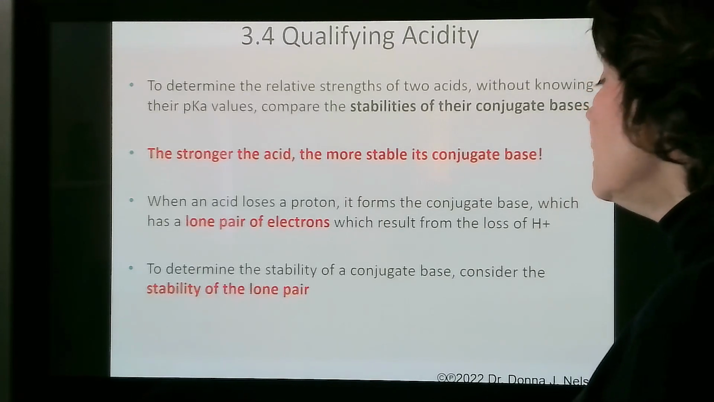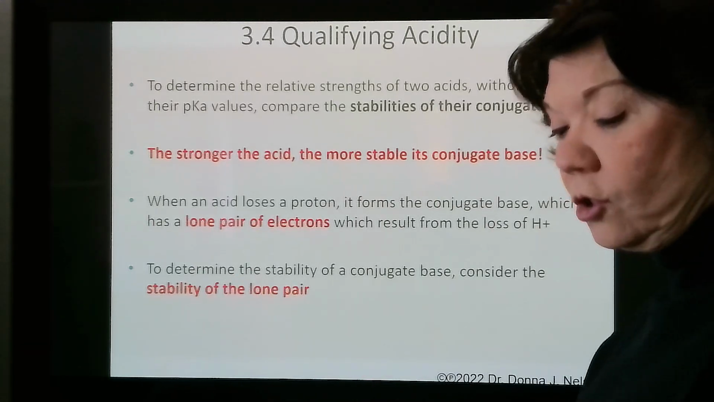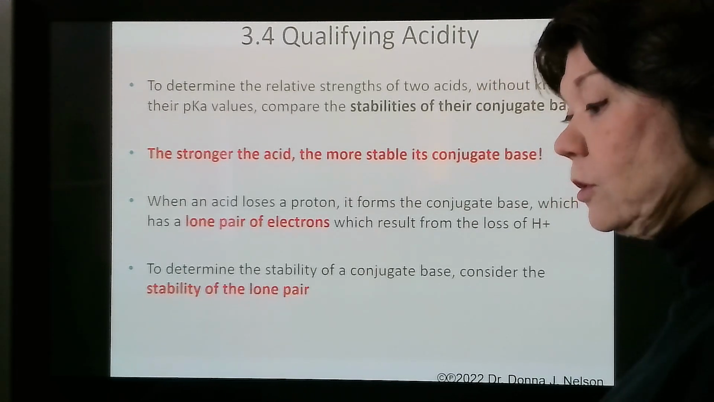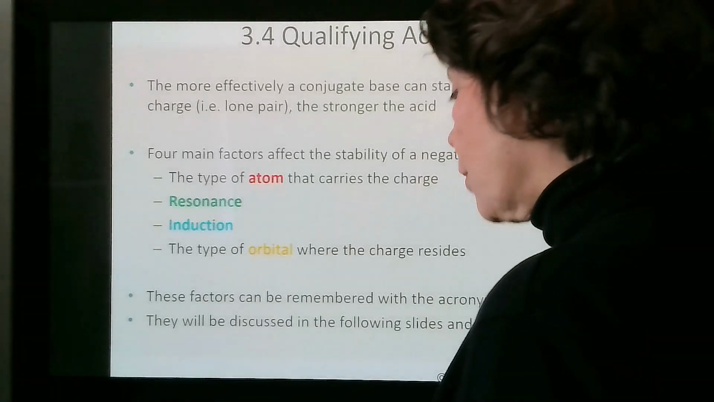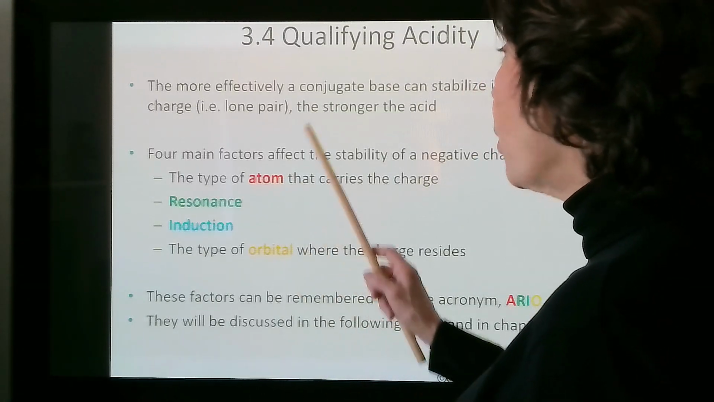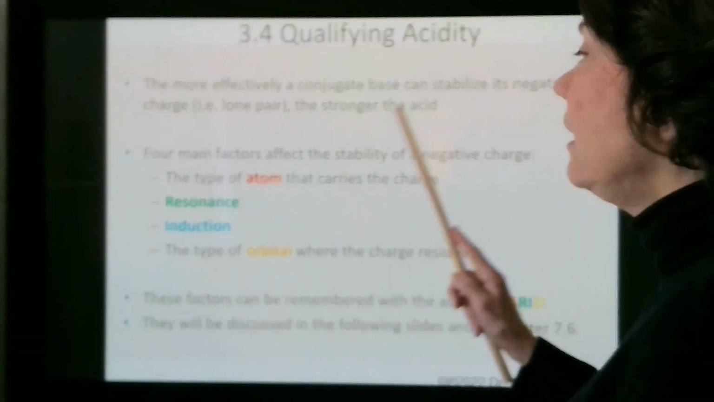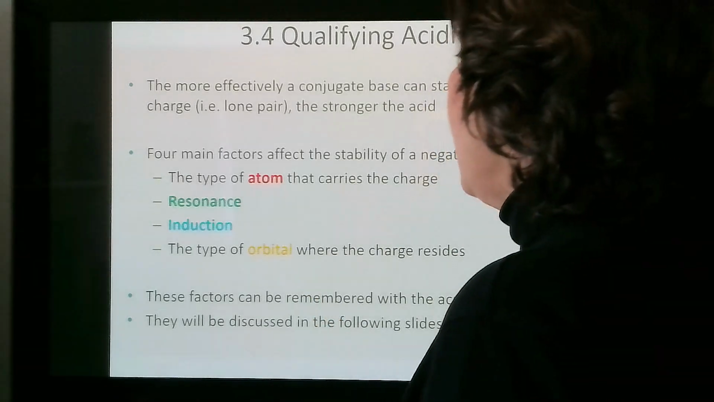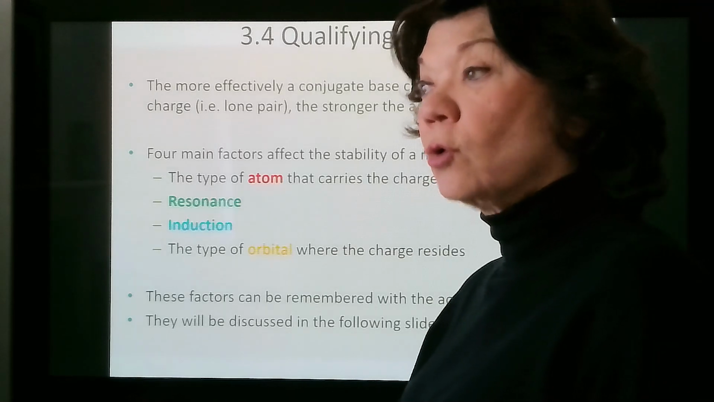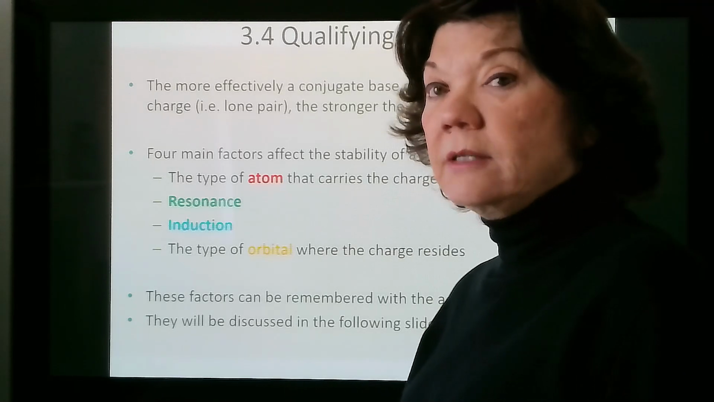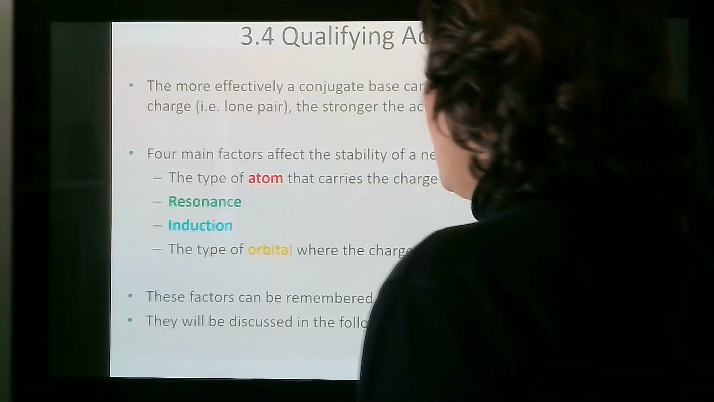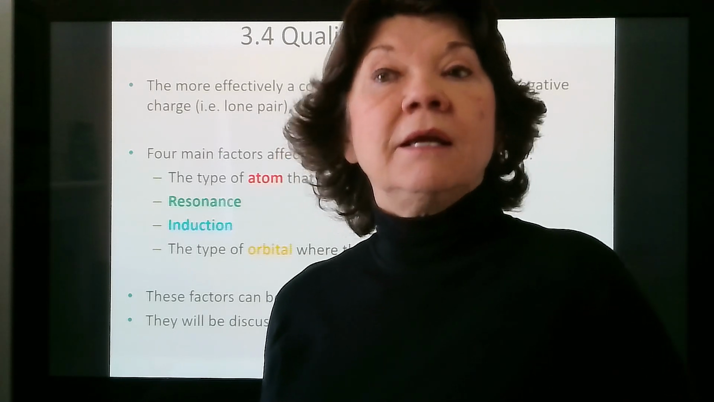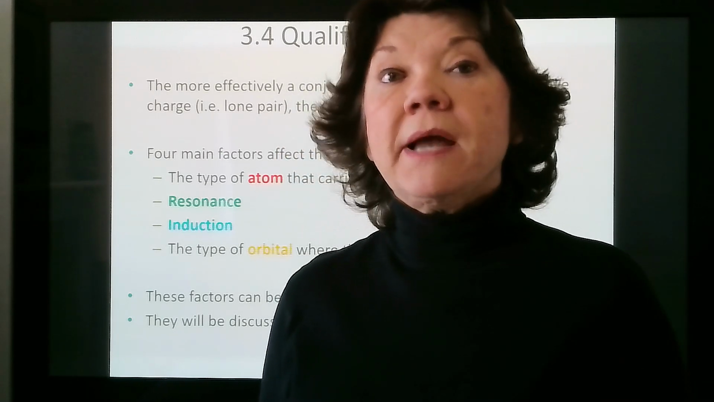To determine the stability of the conjugate base, you look at the stability of the lone pair, which was just formed when the proton departed. The more effectively the conjugate base can stabilize the negative charge, the lone pair, in other words, the stronger the acid. So you can view an acid as being very strong if its conjugate base is stable. So if losing H+ leads to a very stable anion, then that acid will be a strong acid.